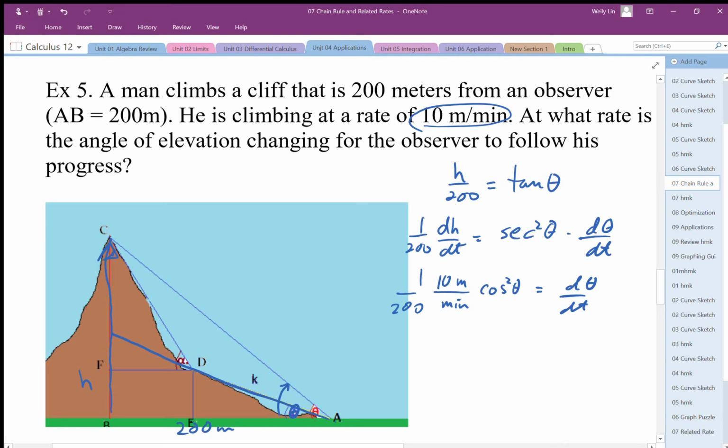Okay, so I'm just going to simplify this a little bit. I need to cancel out those units, because the units will end up canceling out, but it's going to end up being fairly complicated to show them. So I'm just going to show it with cosine squared theta over 20 is going to be my d theta by dt. Okay, so that is going to be the change in my angle with respect to the change in time. And if I know the angle, where he is on that cliff, I can give you a numerical value of how fast that's changing.